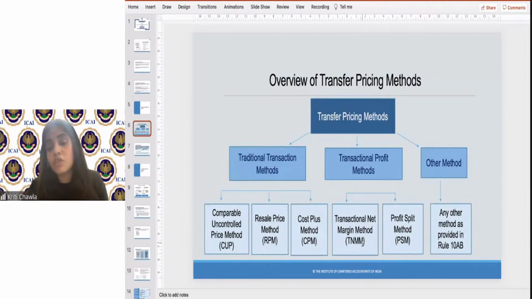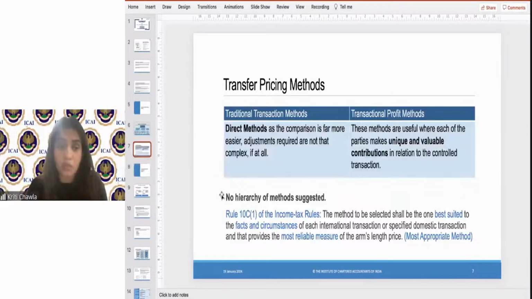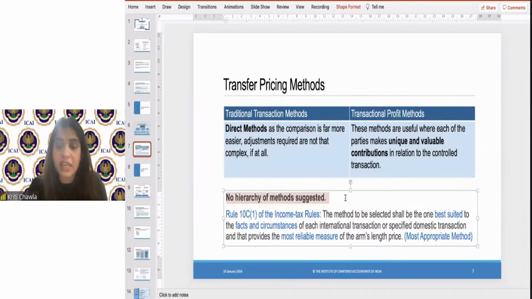If TNMM also doesn't work, then you use PSM. So there was a sort of hierarchy of methods. Use this first, this is second, this is third, this is fourth. But today, if you look, laws have changed tremendously, and they say that there is no hierarchy of methods. And hence, this is a very important question, and I've also highlighted this here.